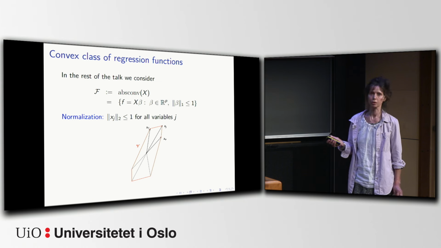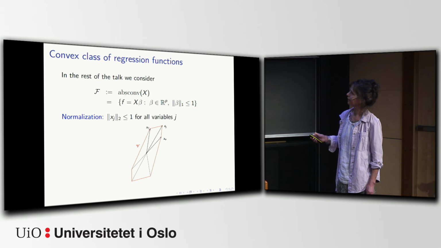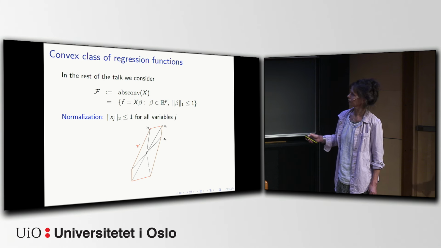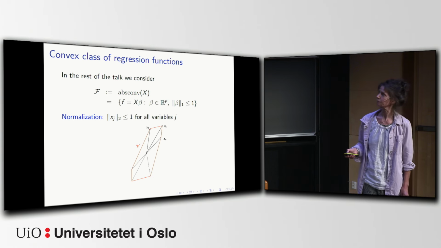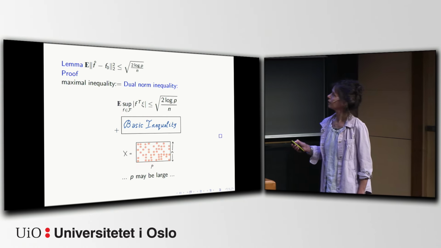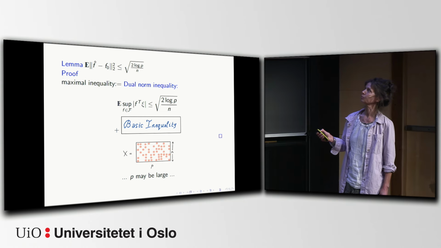The L1 norm is the sum of the absolute value of the coefficients. So it means I have my design matrix, and it has p columns, which I can make a picture of. So these are vectors. And then I take the convex hull. Maybe I also take their negative values. Take the convex hull. And that's my class of regression functions. And then the excess risk on average is bounded by square root 2 log p over n.